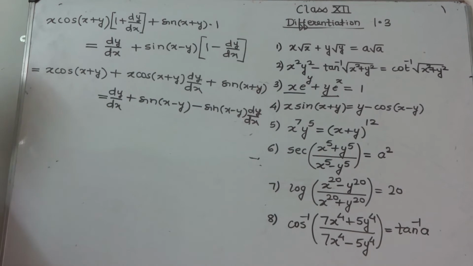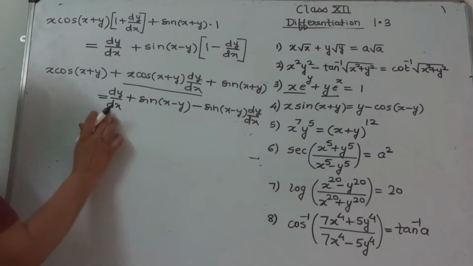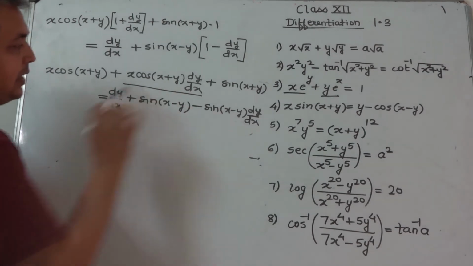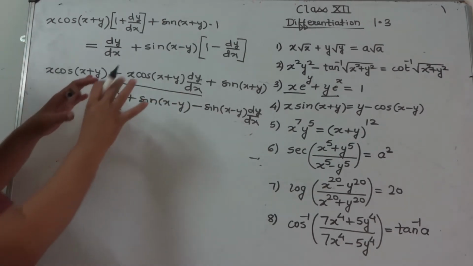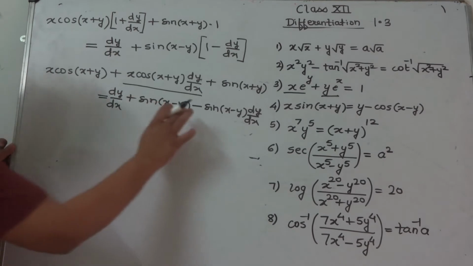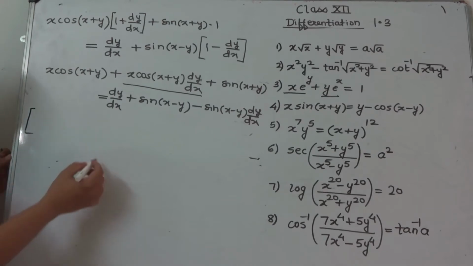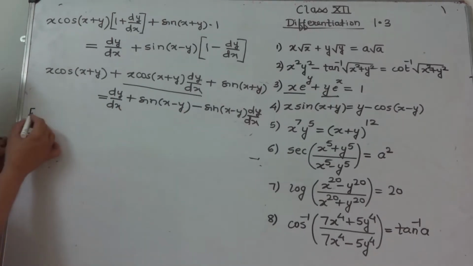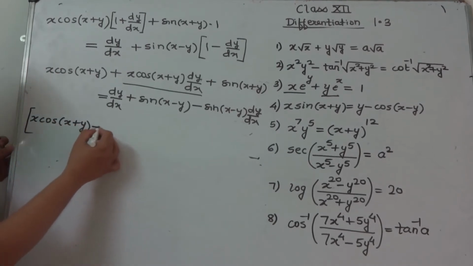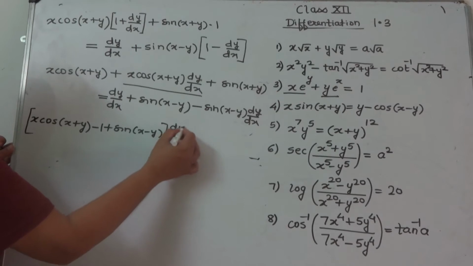Now how many terms contain dy by dx over here? This is one term, on the left hand side, this is the second term, on the right hand side of the equation, and this is the third term. So there are three terms containing dy by dx. We take all these three terms on the left hand side, so this will come on the left hand side, minus dy by dx, this negative will come to the left hand side and become plus, and from all these terms, if we take dy by dx common, in the bracket we are left with x cos of x plus y minus 1 plus sine of x minus y, into dy by dx.